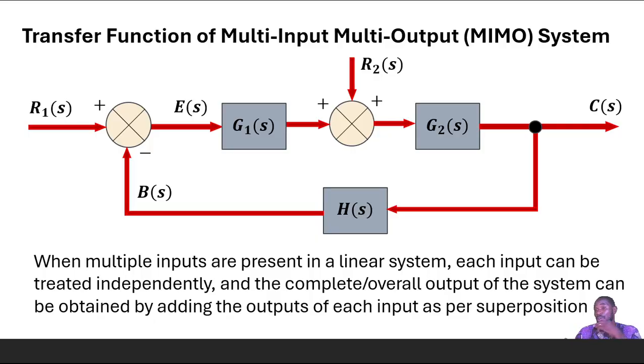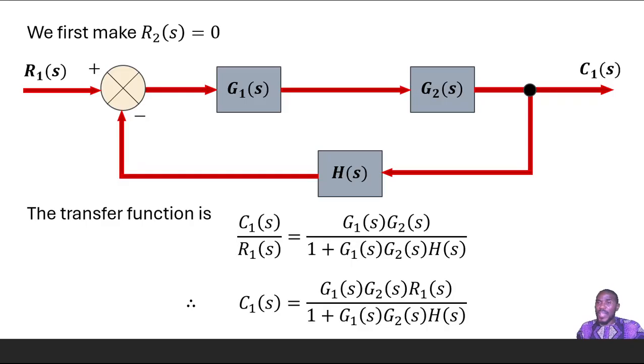And that's what we're going to do. This is a two input MIMO system that we have here. So what we're going to do is first we freeze R2 out.